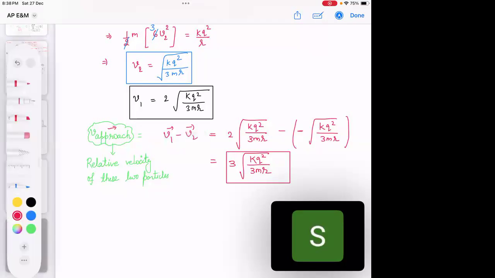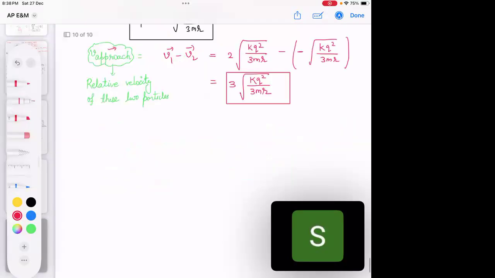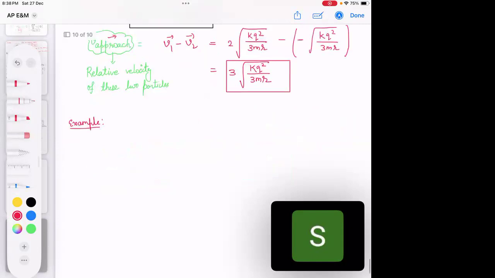Right. So now let's do one last example on this one. This is also a similar example to what we discussed here. In this example, what is given?